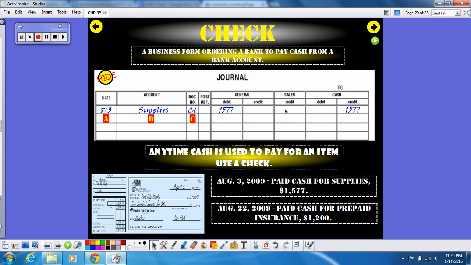If I missed anything here, or if you missed anything, go back, review it, pause it, do what you need to do. But this is it for the fourth page of the notes. You can move on to the next one. Any questions, let me know.